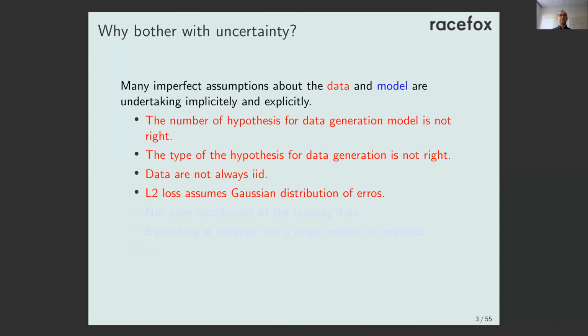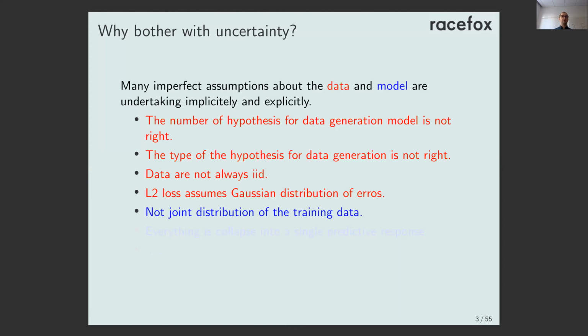Another thing that goes without noticing is that when you're using, for instance, an L2 function, what you are doing is intrinsically assuming that the distribution of error is Gaussian with a unit variance. But that's something that you really don't know if that's the case, because the distribution of error could be any kind of parametric or non-parametric distribution.